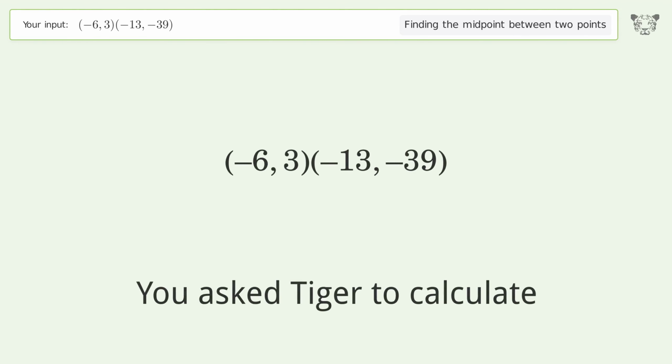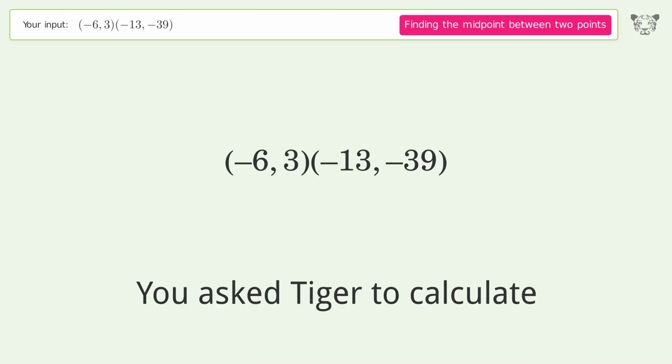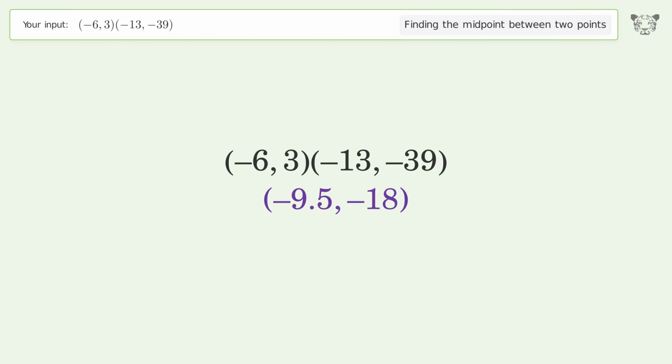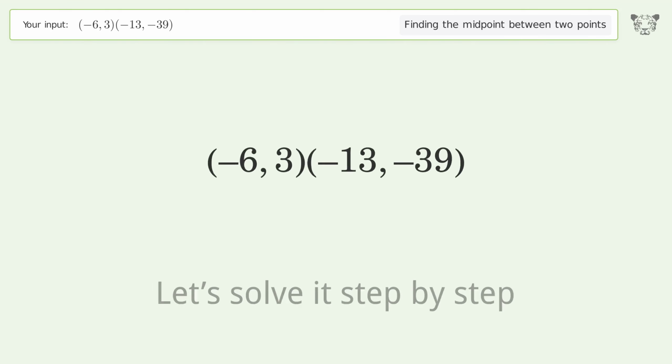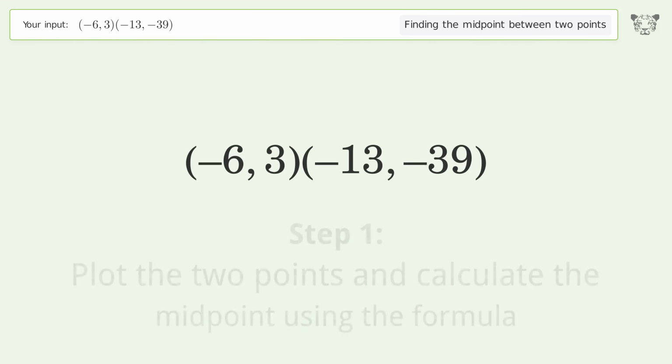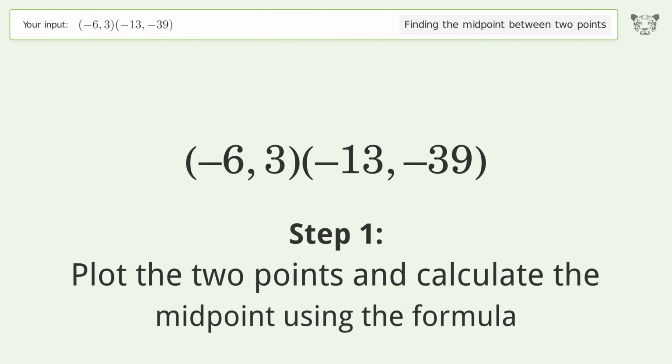You ask Tiger to calculate. This deals with finding the midpoint between 2 points. The midpoint between the 2 points is -9.5, -18. Let's solve it step by step. Plot the 2 points and calculate the midpoint using the formula.